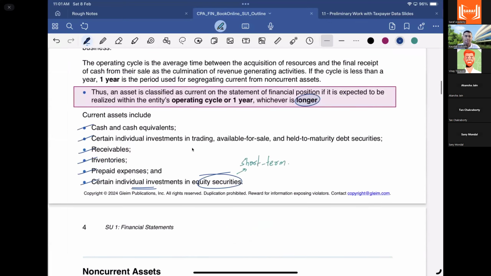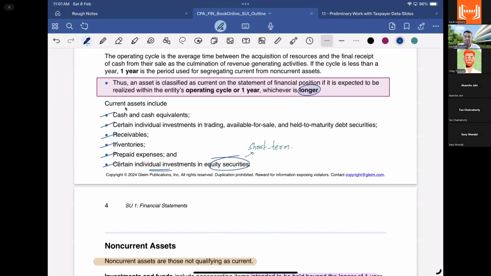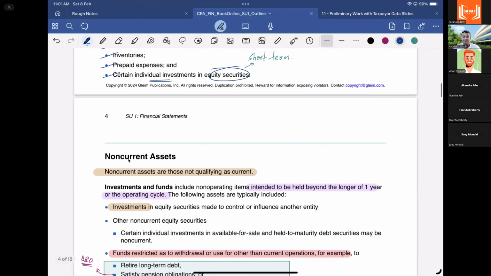कुछ examples यहाँ पे है, which you guys can see clearly. Cash and cash equivalents, certain individual investments in trading, available for sale, HTM debt securities, and receivables or inventories, prepaid expenses, and so on and so forth.